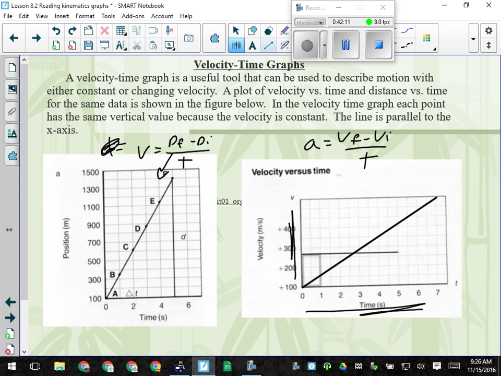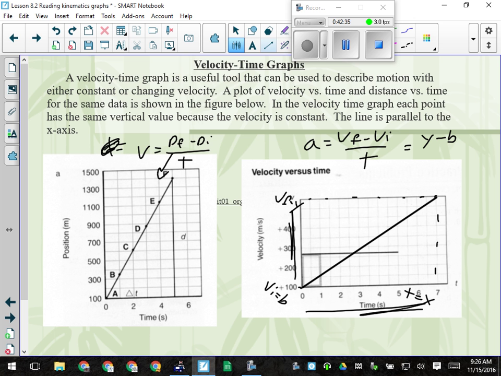Because really, if I'm translating this in, it would be y minus b, because this would be vf, this would be vi, but it would also be b. This would be y. And then this would be the time, which equals x, because it's on the x-axis. So I'm going y minus b over x.